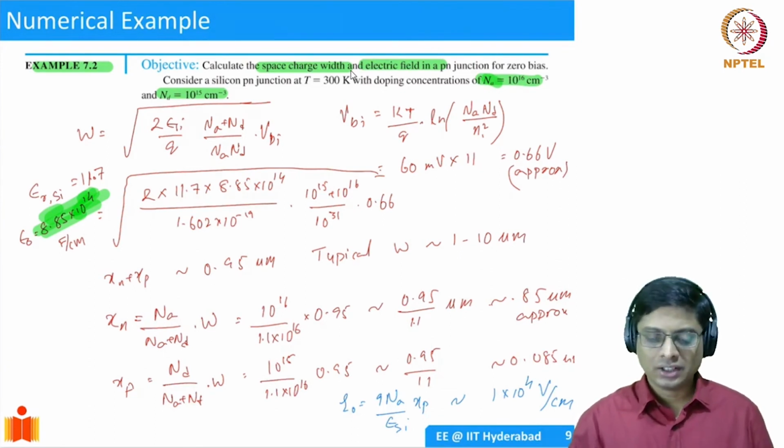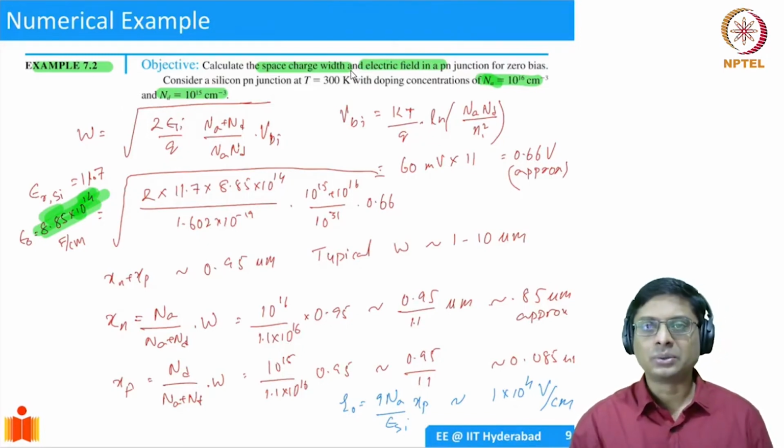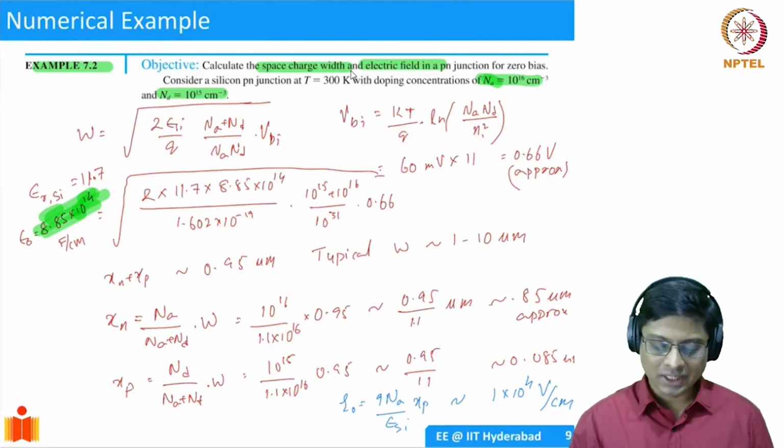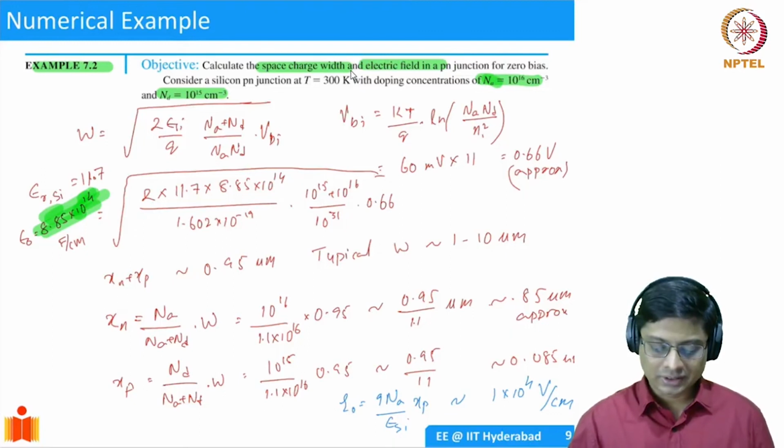Okay. So with that, I hope you got a glimpse of how to analyze PN junctions, the basic electrostatics, and how to calculate these quantities: the width of the depletion region, the peak electric field, and the built-in potential for various scenarios. All right. So please take some time to review this.